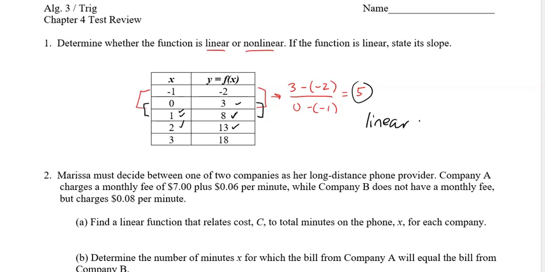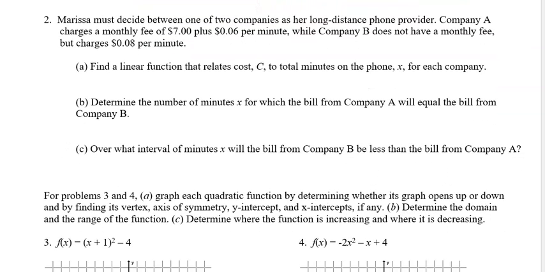The definition of a linear function is we have a constant rate of change, and that constant rate of change is called the slope. So the directions are determine whether it's linear or not. We've done that. And then if it is linear, state the slope, and the slope is that constant number that always comes up when we do the slope formula. So the slope is 5. So that's your answer for problem number 1.